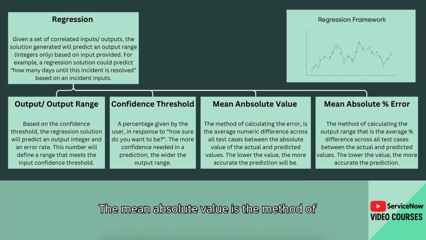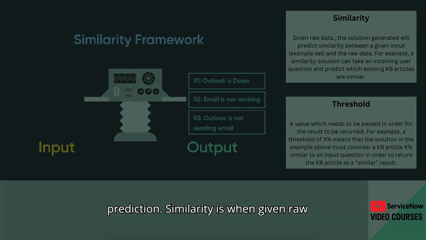The mean absolute value is the method of calculating the error, which is the average numeric difference across all test cases between the absolute value of the actual and predicted values. The lower the value, the more accurate the prediction will be. Mean absolute percent error is the method of calculating the output range, that is the average percent difference across all test cases between the actual and predicted values. The lower the value, the more accurate the prediction.